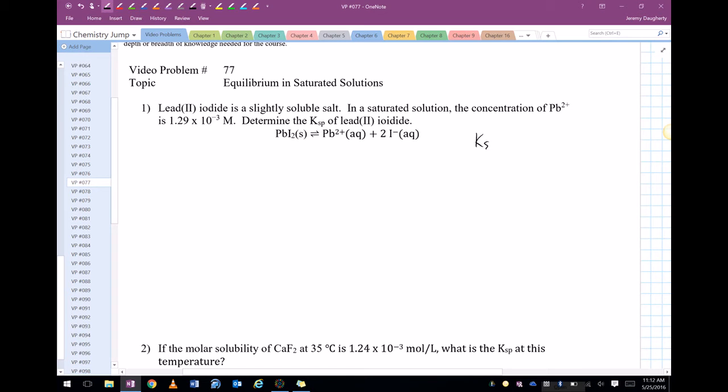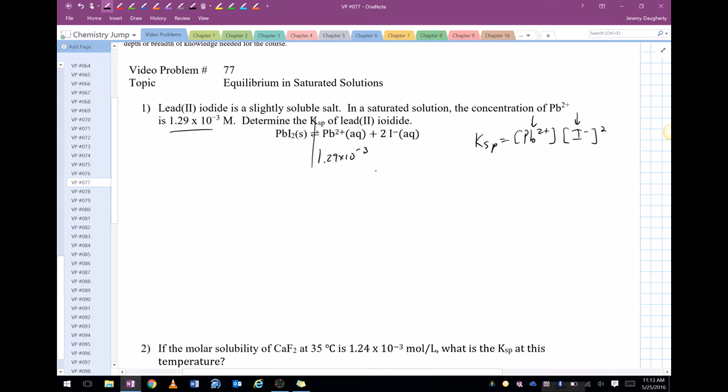First, let's write out the KSP of lead 2 iodide. It looks like this. Here's the equilibrium expression. And again, these are concentrations, so those are equilibrium concentrations. And I know one of them. I know that lead is 1.29 times 10 to the negative third molar.